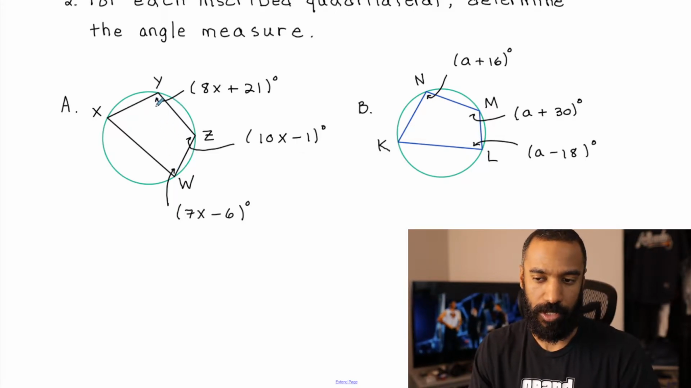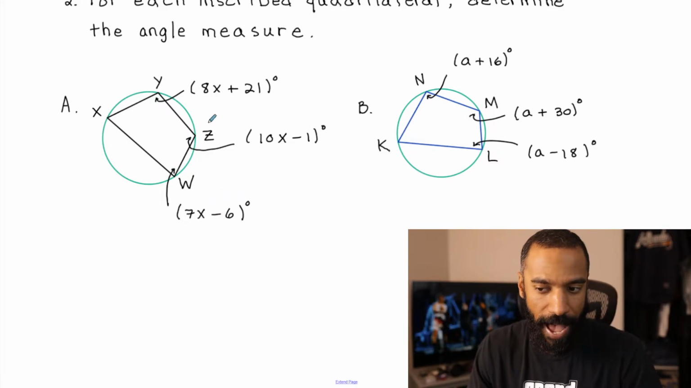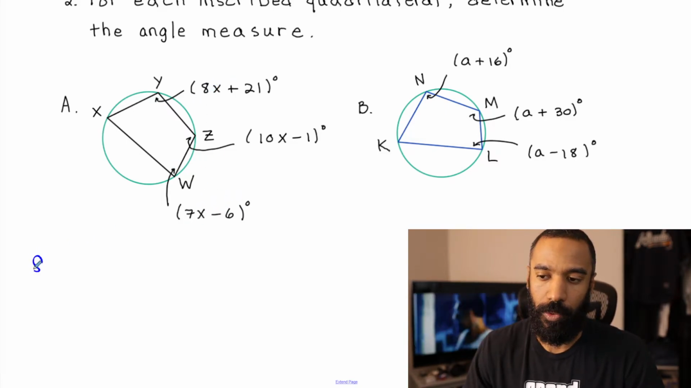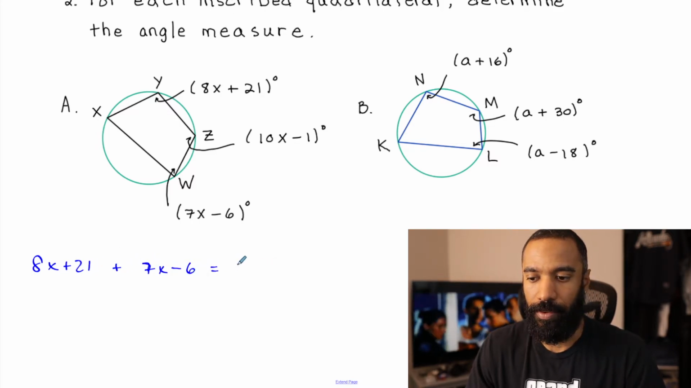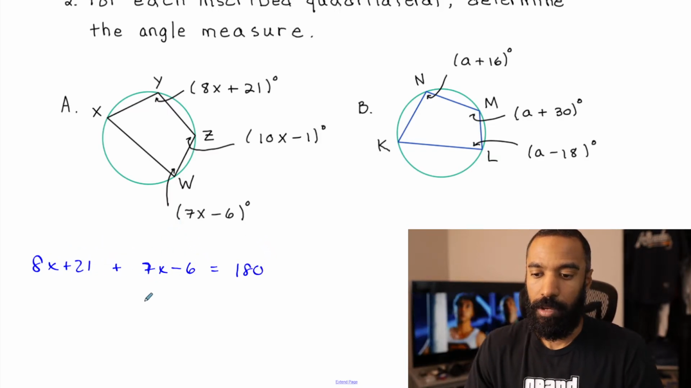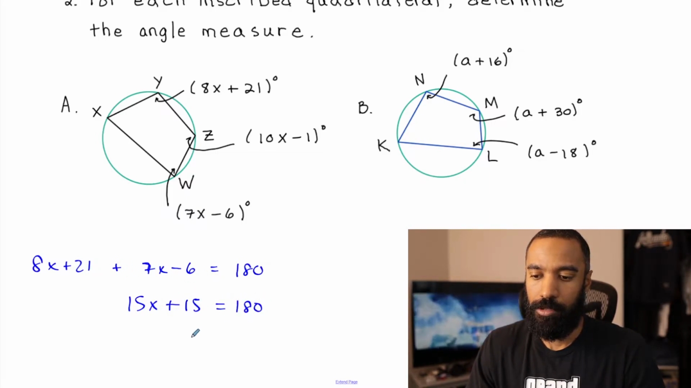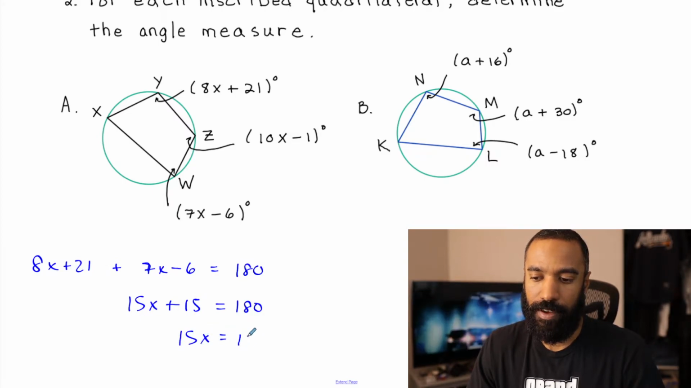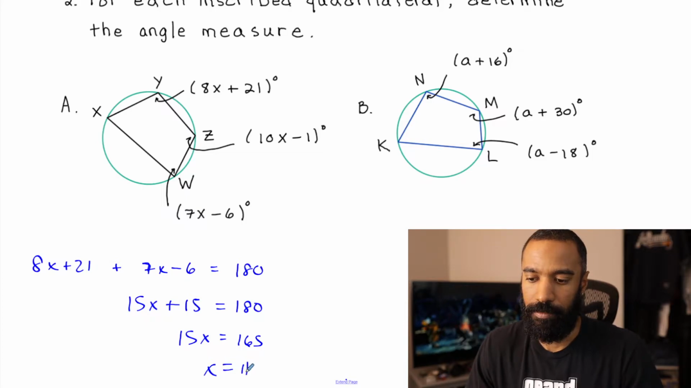Take two angles opposite each other that do have expressions, such as angle Y and angle W. Add up their expressions, set them equal to 180. 8x plus 21 plus 7x minus 6 equals 180 degrees. And that's enough information for us to be able to get x. Combine the 8x and 7x, we get 15x. Combine the 21 and negative 6, we get 15 there. Subtract 15 and then divide by 15. I think that's 11. Yep. We get x equals 11.